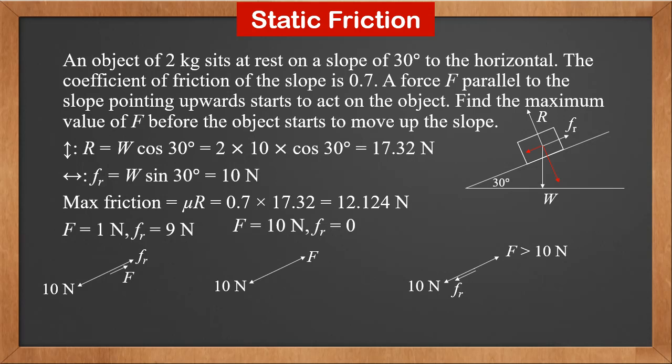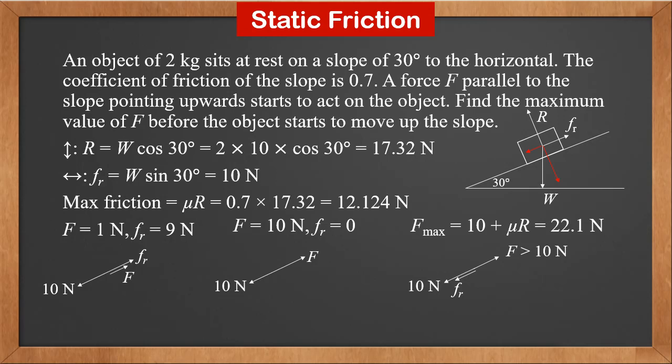When F is greater than 10 Newton, friction starts to point down the slope, because the resultant of all three forces must be 0. As F gets larger, friction gets larger. When friction reaches the maximum possible value, μR, the object starts to move up the slope. Therefore, the maximum value of F is 10 plus μR, which is 22.1 Newton.